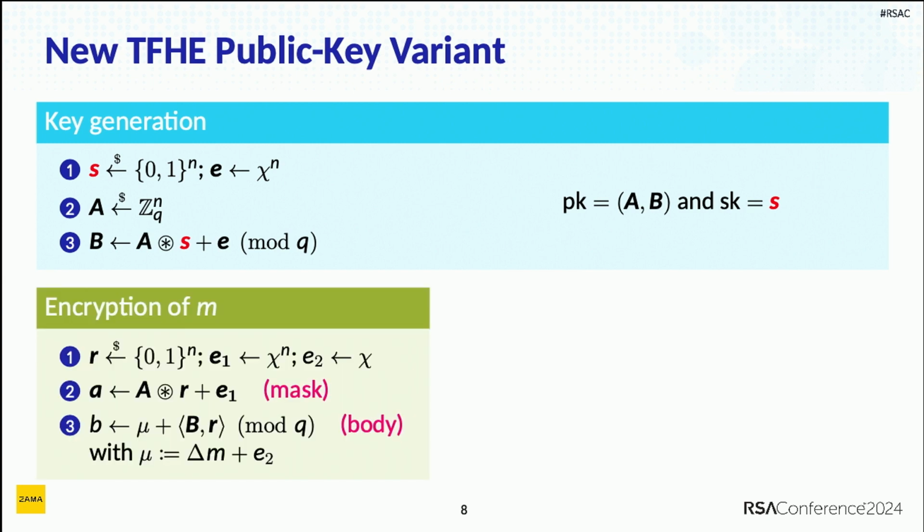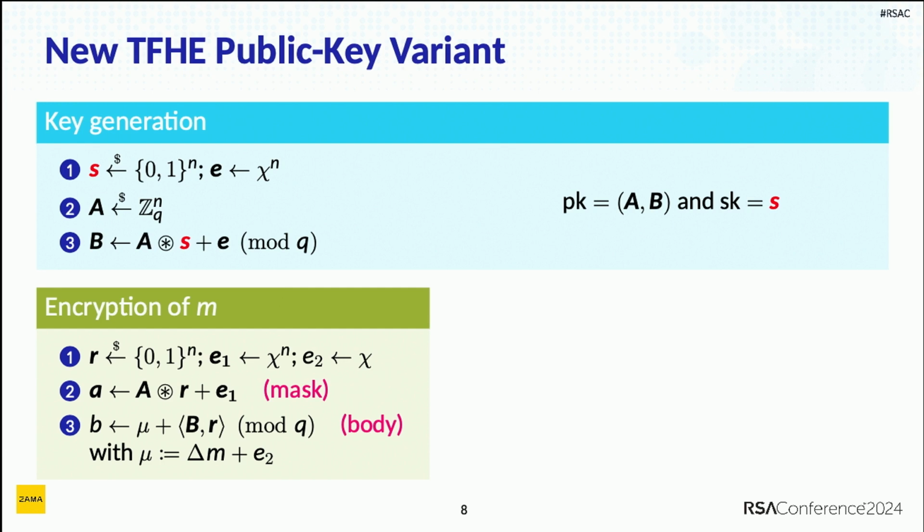Now to encrypt the message M, first we choose a random binary string R, some random noise E1, which is a vector, and another random error E2. Then you compute a mask. The mask is the convolution of A and R plus some noise, that noise E1. And then the body: we compute the inner product of B and R, and we add the encoding of the message M, which is delta M, plus that error parameter E2.